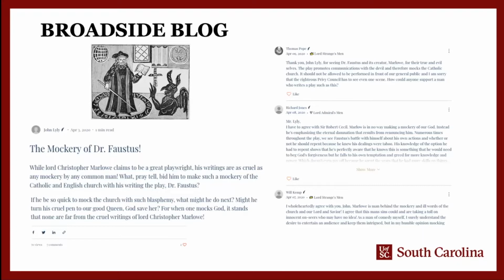First, I created a Broadside blog, which you see an example of over on this slide, where students posted weekly defenses or persuasive analyses or editorials. For anyone unfamiliar with the term, broadsides were pamphlets distributed publicly, sometimes anonymously, and they could be informative for the community or they could be inflammatory.